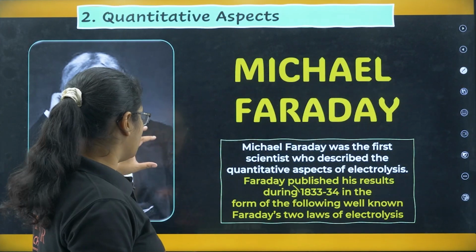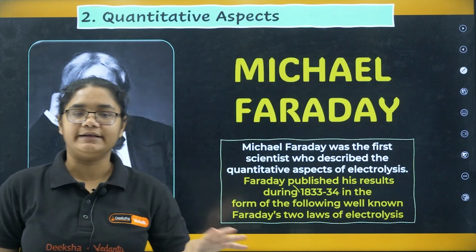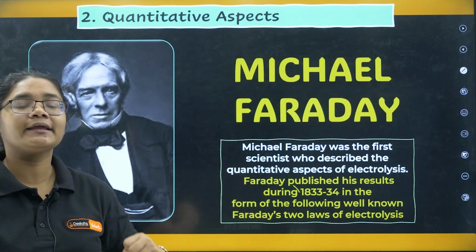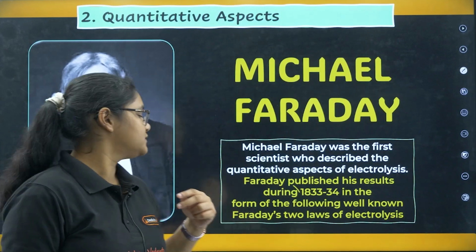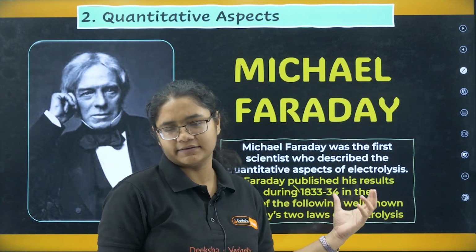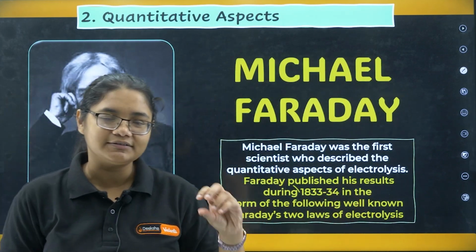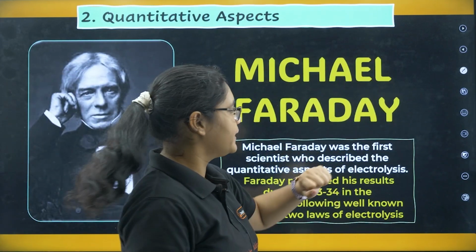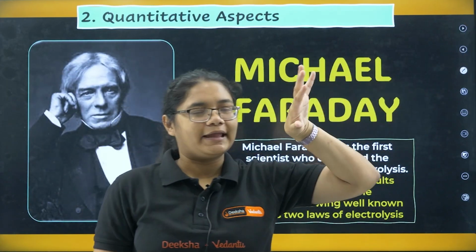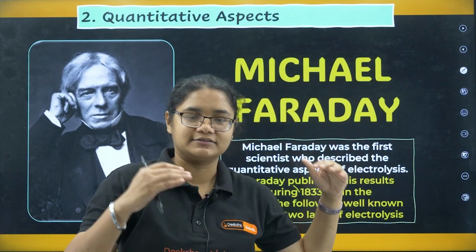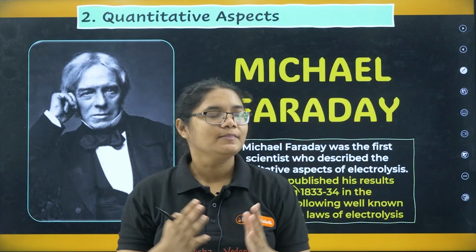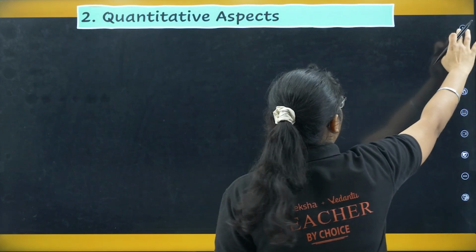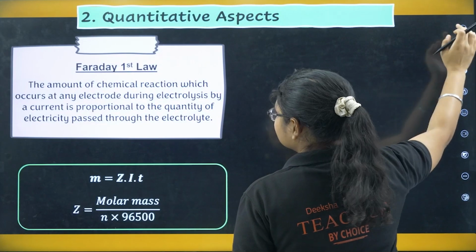Actually, he studied electrolysis in detail. He studied so much about electrolysis, and then he gave two important laws of electrolysis in 1833 and 34. This is not a history class, you don't have to remember the years; this is just for some knowledge. You can relate that 1833, 34, these Faraday's laws came maybe in your ancestors' time. Now, let me tell you what Faraday's first law is.